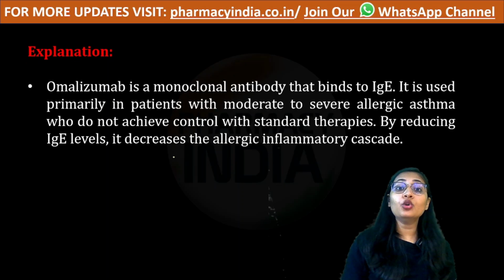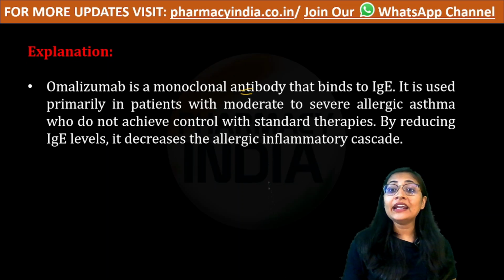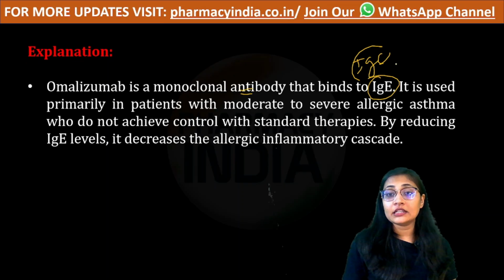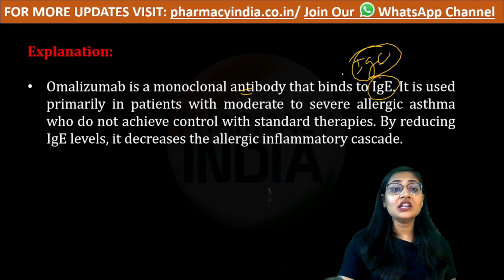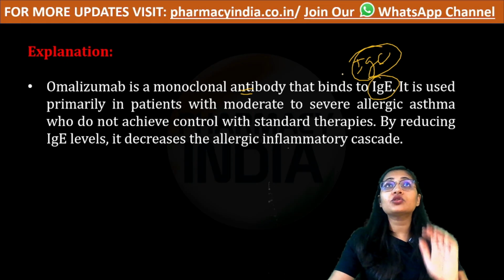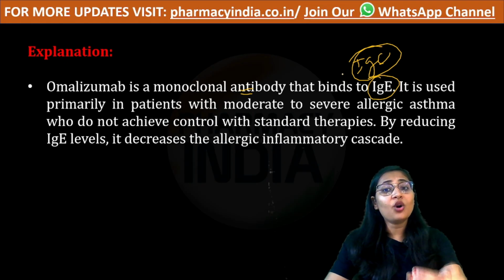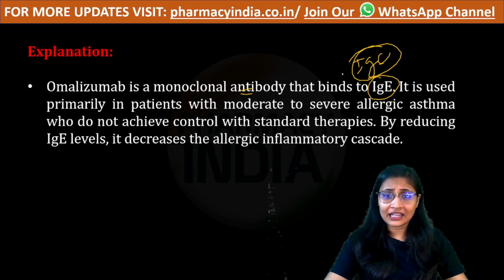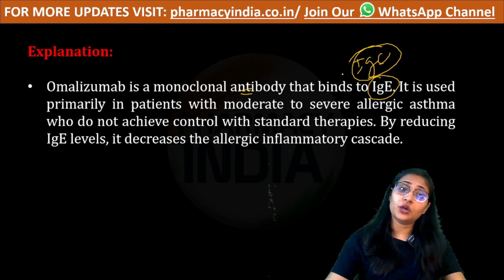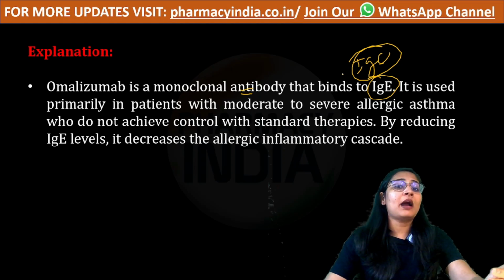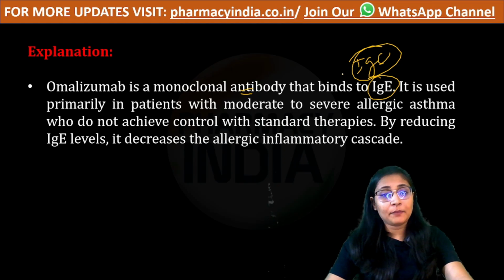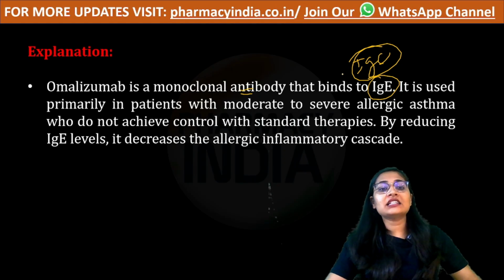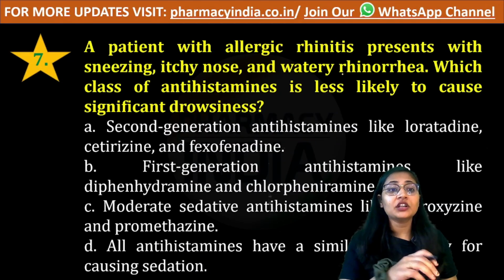Omalizumab is a monoclonal antibody which binds to IgE antibodies. It is used only in the condition when the normal or standard therapy doesn't work. Where standard therapy will not work, then omalizumab is given to treat the patient with asthma. Okay, question number 7.